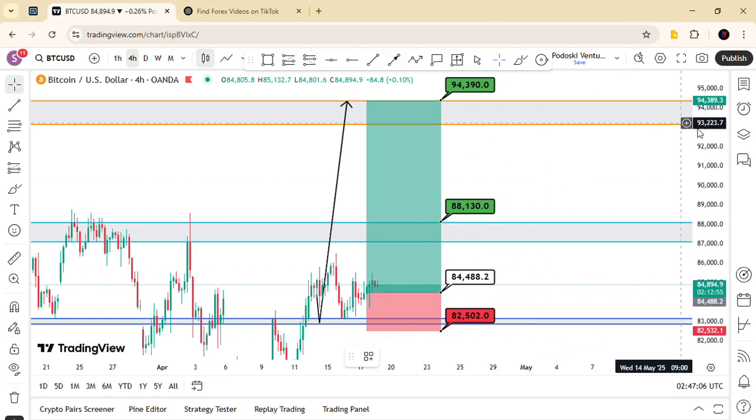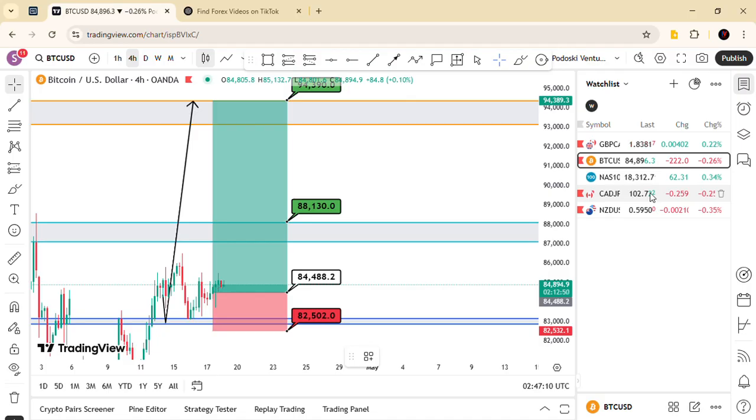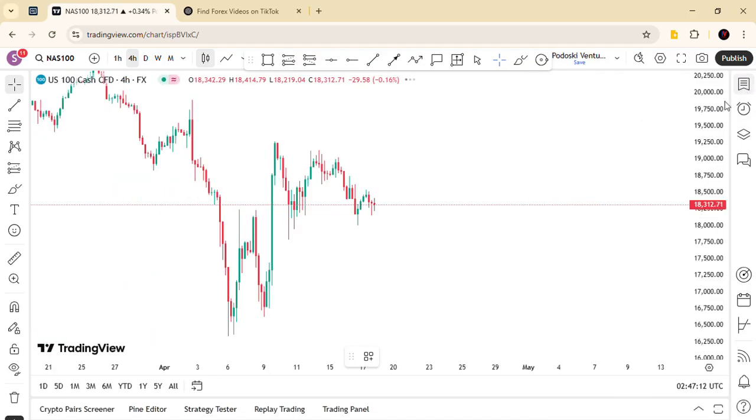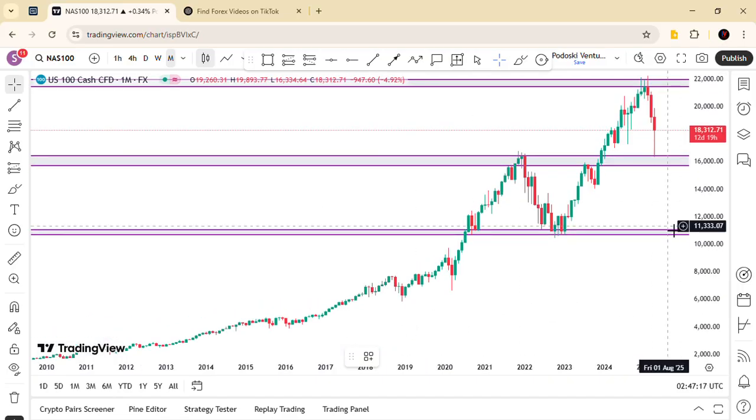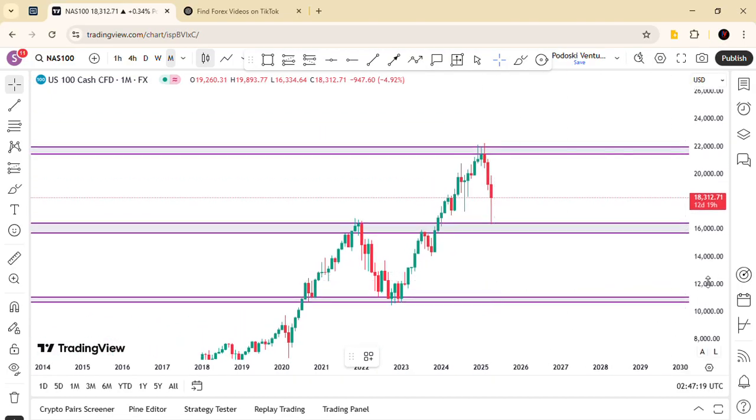So if you haven't watched that video, I advise you do so now and see how we got to take this entry on BTC USD. So the first pair on my list is NAS 100.